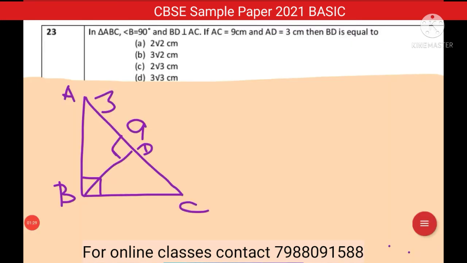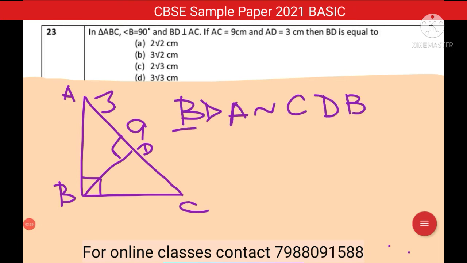In question number 23, we are given triangle ABC, which is right angled at B, and also BD is perpendicular to AC. AC is 9 and AD is 3. We are given two sides and we have to find out BD. So clearly this question is not based on Pythagoras theorem, though we have a right angle. But since we have two right angles, we can think of similarity. Let us try to prove triangle BDA similar to triangle CBD. Let us see the matching parts.